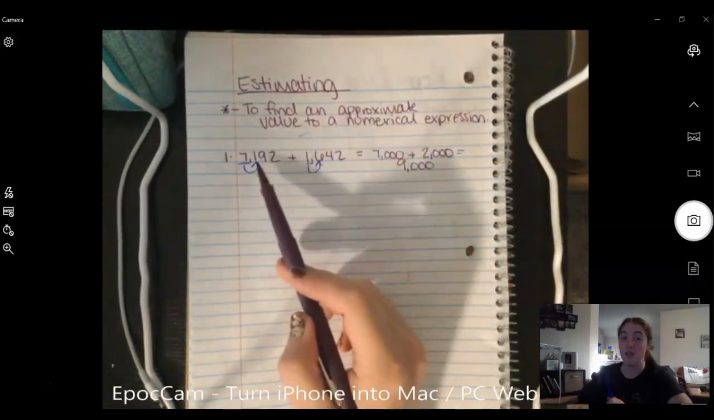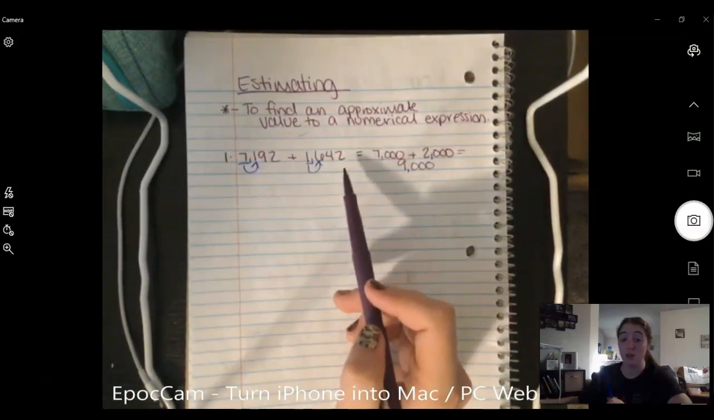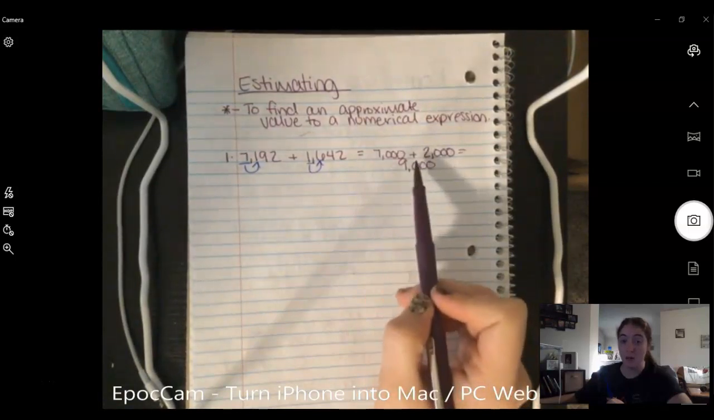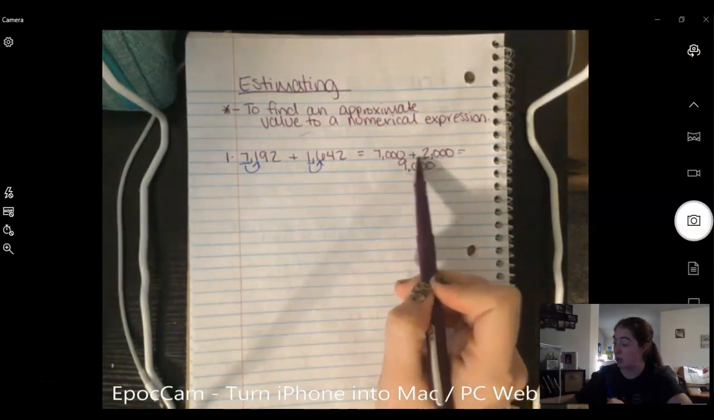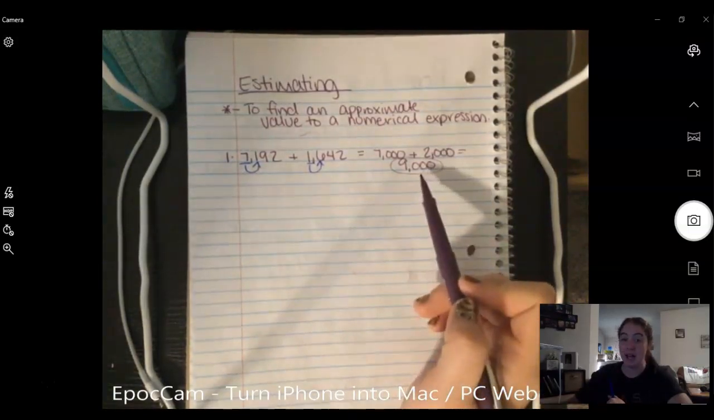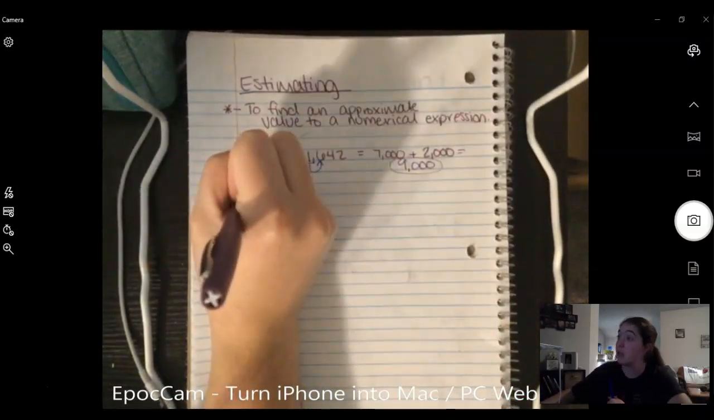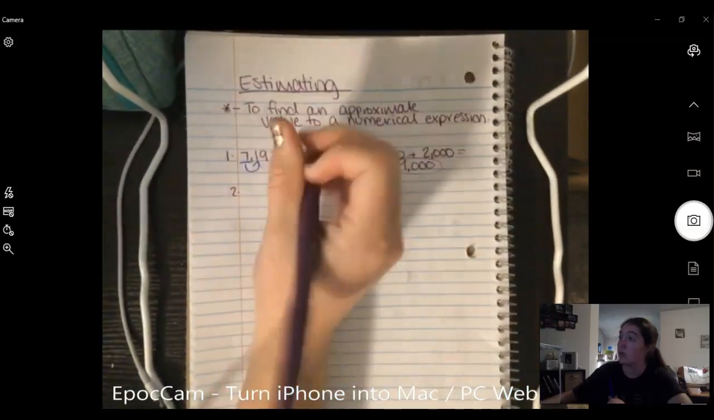So 7,192 plus 1,642 is rounded to 7,000 plus 2,000. And the estimate, which means we're estimating our answer, so it's not the actual answer, is 9,000. All right, let's go ahead and do a couple more.